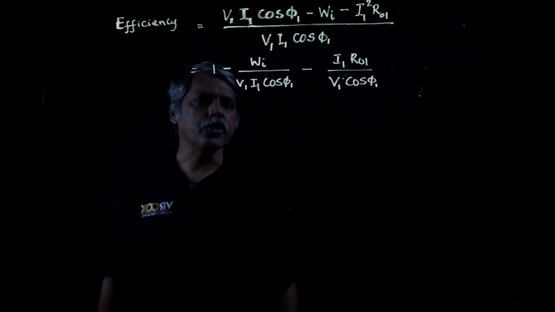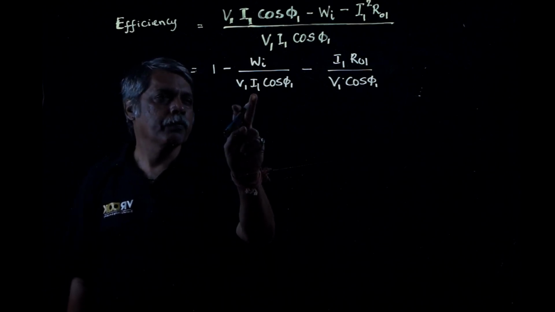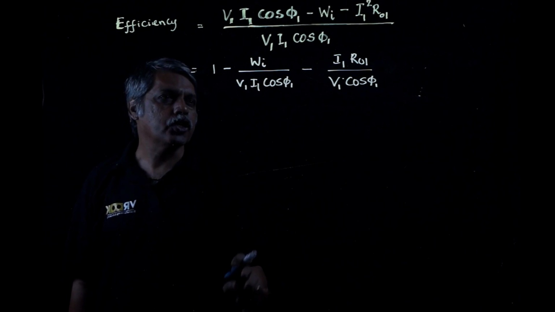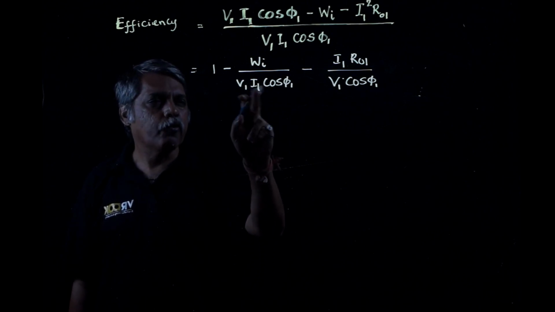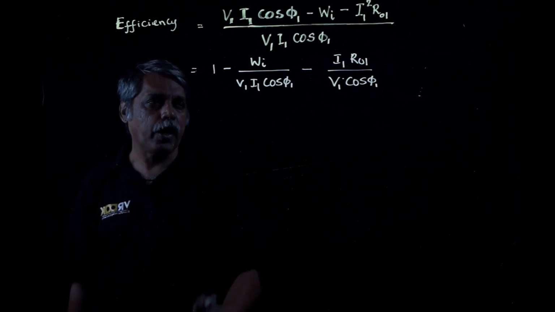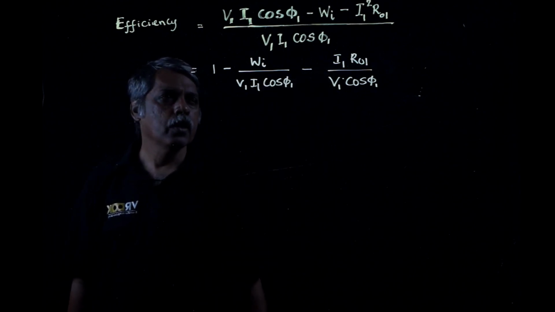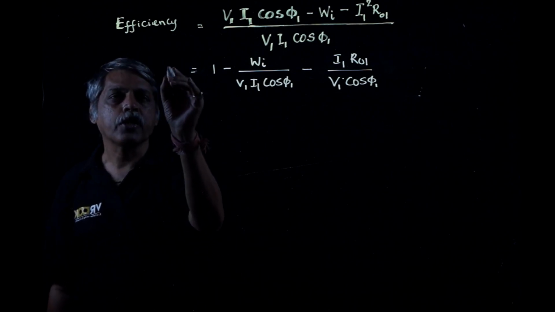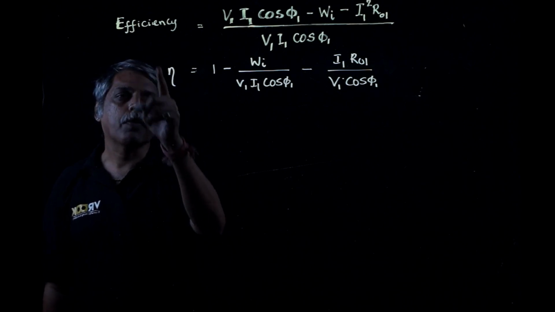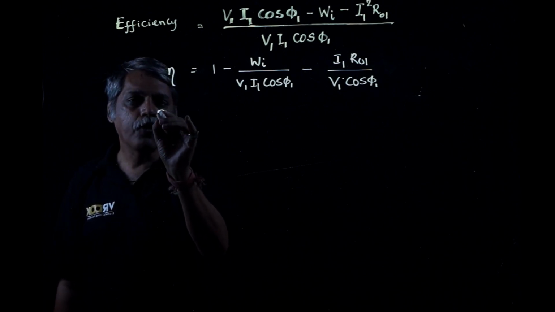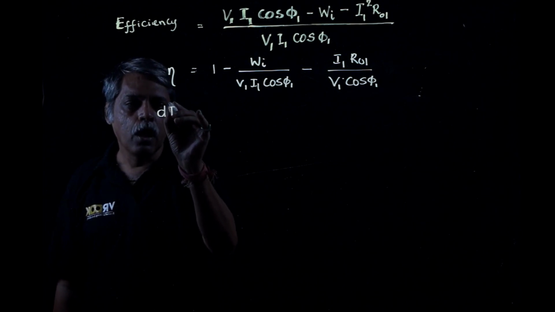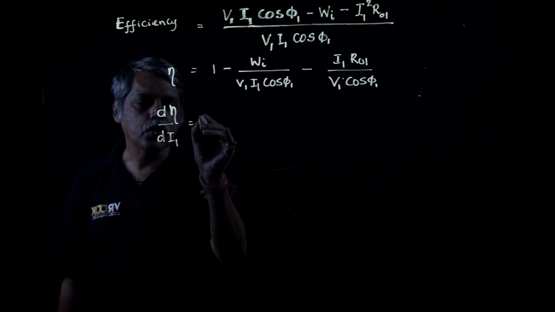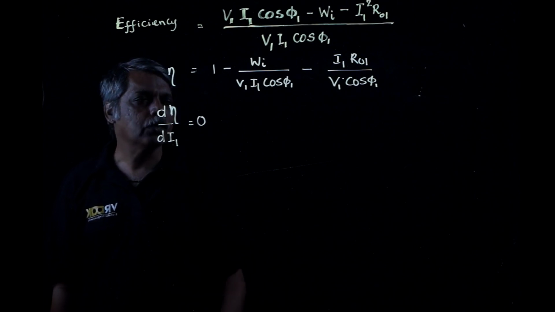In this expression for efficiency, the variable is I1, which represents the current in the transformer. Under different load conditions, the transformer will draw different current magnitudes from the supply. Therefore, I1 is variable. If I want to have maximum efficiency, we can take this expression for efficiency, represented by eta, and differentiate that with respect to the current I1 and equate this to 0. That is the condition for maximum efficiency.